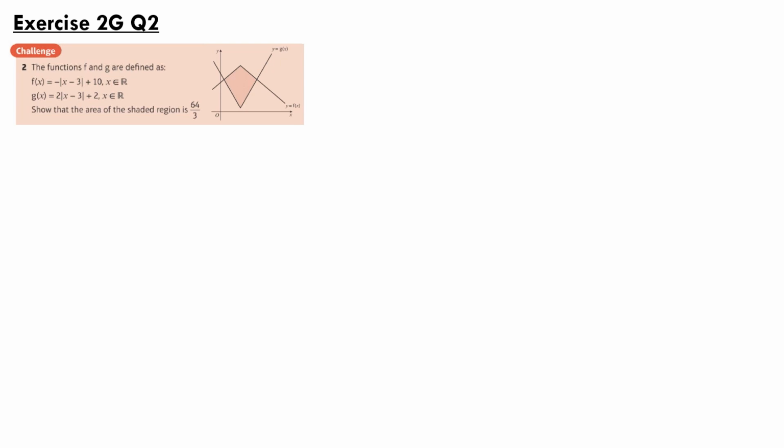Now we should be able to spot that this shape formed is a kite, and the area of a kite is equal to a half times its width times its height. So we're looking to find the height there and the width here. Now to find the height, we can use the vertex of each modulus graph.